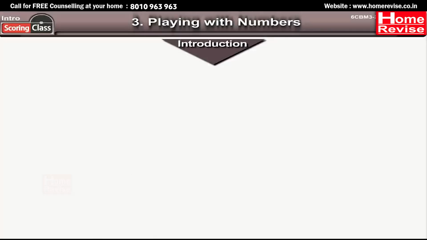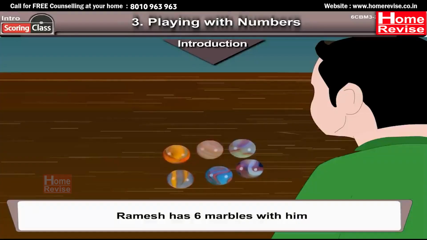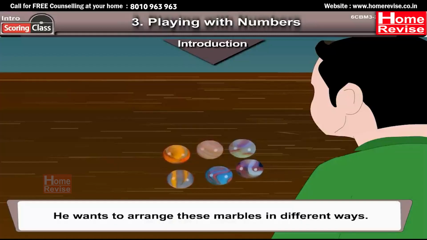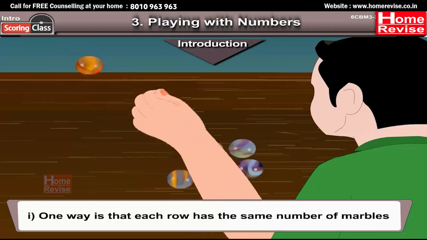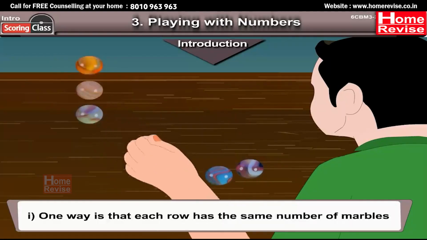Introduction. Ramesh has 6 marbles with him. Friends, he wants to arrange these marbles in different ways. Number 1. One way is that each row has the same number of marbles.